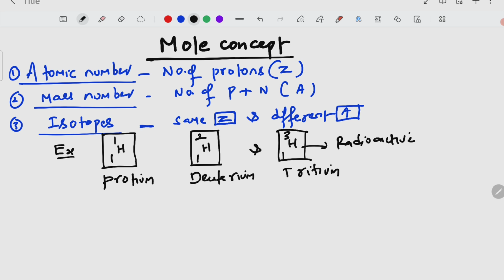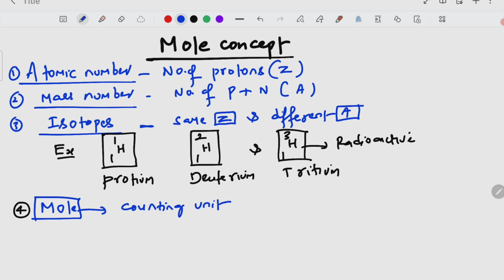So with these terms, if you move further, the most important term for this mole concept, that is the term mole. Very important, the term mole. So how do we define mole in terms of chemistry here? First of all, mole is a counting unit.